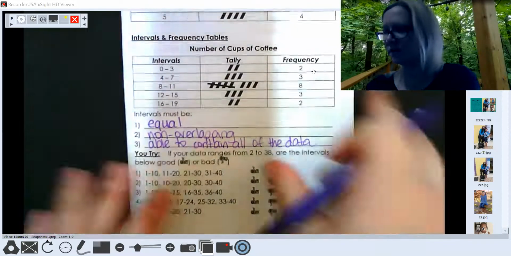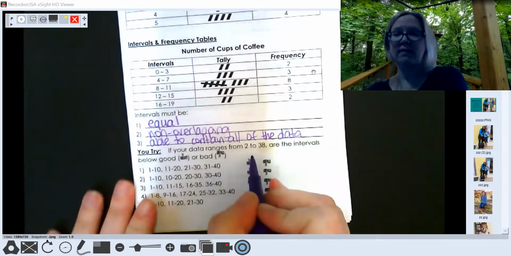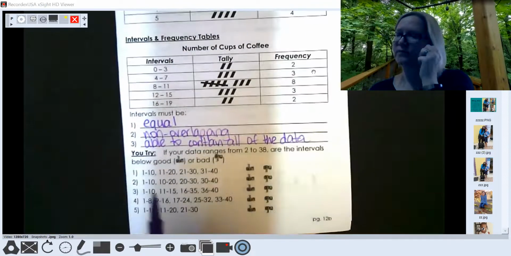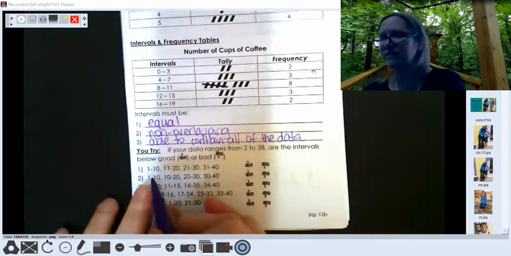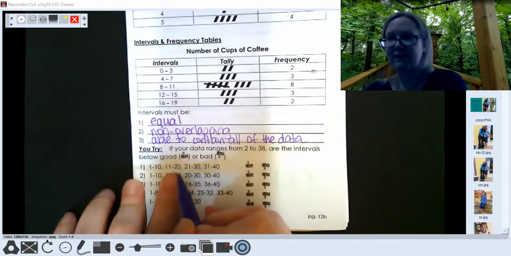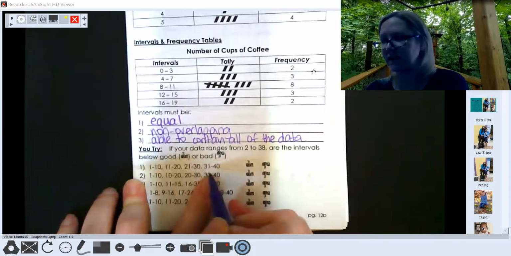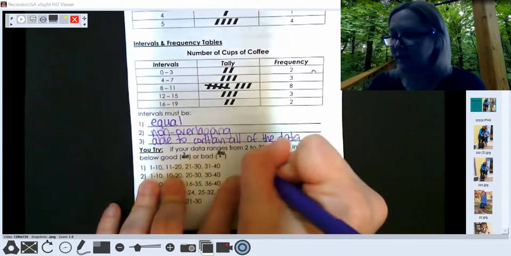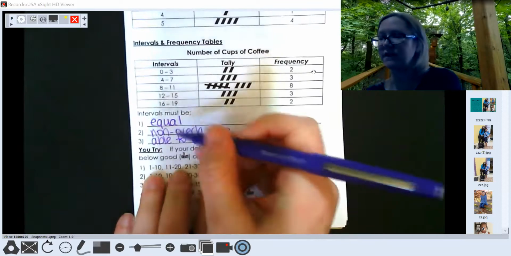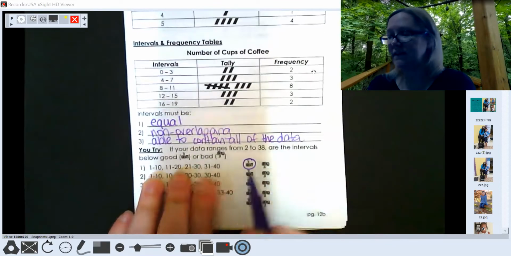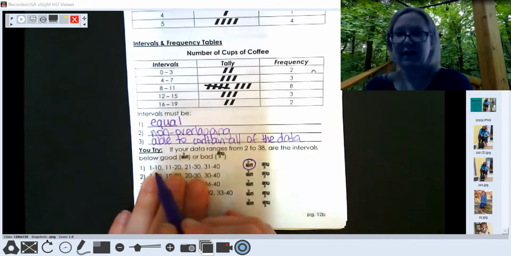Okay, so back to where I was. If our data is from 2 to 38, the first set of intervals has 1 through 10, 11 through 20, 21 through 30, and 31 through 40. This would work because it meets all of these requirements. It contains all the data between 2 and 38, okay?